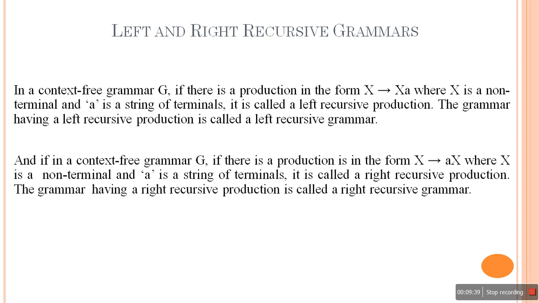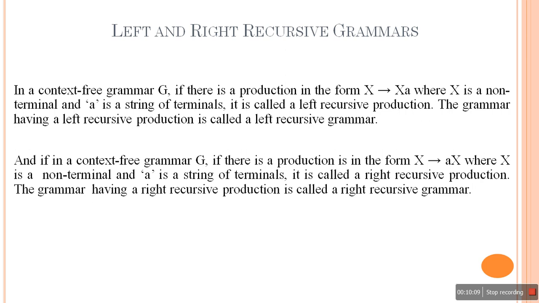So what are left and right recursive grammars? In context-free grammar, if there is a production in the form of X → XA, where X is a non-terminal node and A is a string of terminal nodes, and X is on the left, it is called a left recursive production. The grammar which contains this left recursive production is called left recursive grammar.